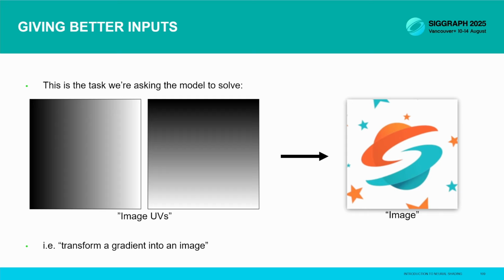And we can get some insight into what's going on by thinking a bit more deeply about the problem that we're asking the network to solve. We want it to act like a texture, meaning that we feed it UV coordinates and we ask to get the texture color out. And if you visualize this over the whole space of the texture, essentially what we're doing is giving it two image gradients going from black to white for U and V, and we're asking it to turn that into the image on the right.